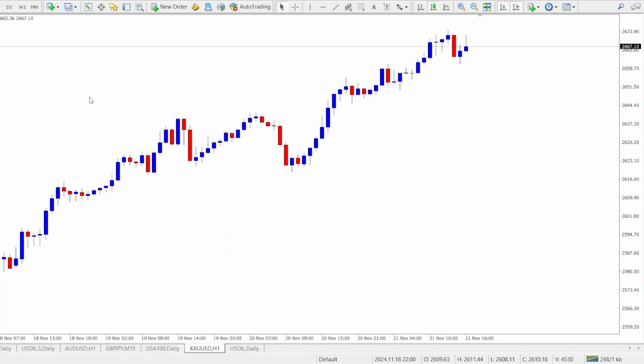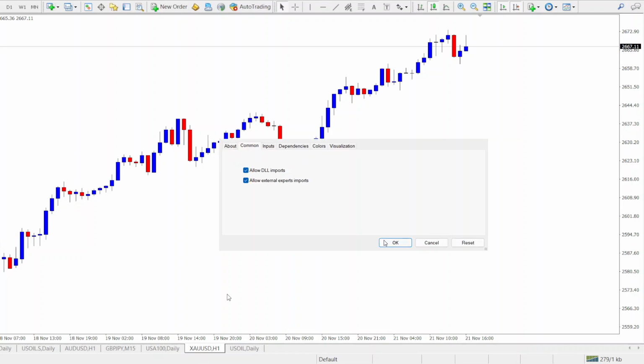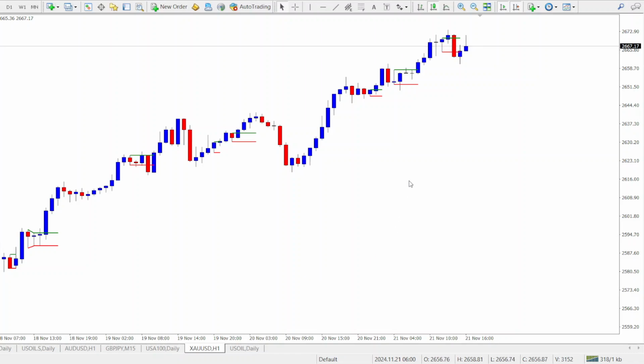This indicator needs to be downloaded from an external source because it's not readily available on the MetaTrader terminal. So you will have to download it and then add it to your indicators folder so that you can load it on your chart. Now I'm just going to be loading the indicator on my chart because I have already downloaded it. Okay, so this is the inside bar indicator. This is how the indicator looks.